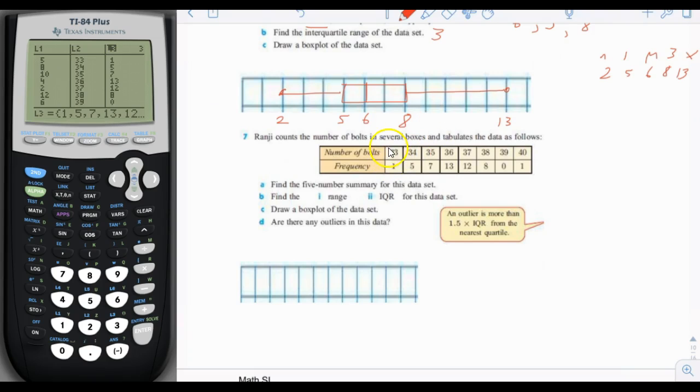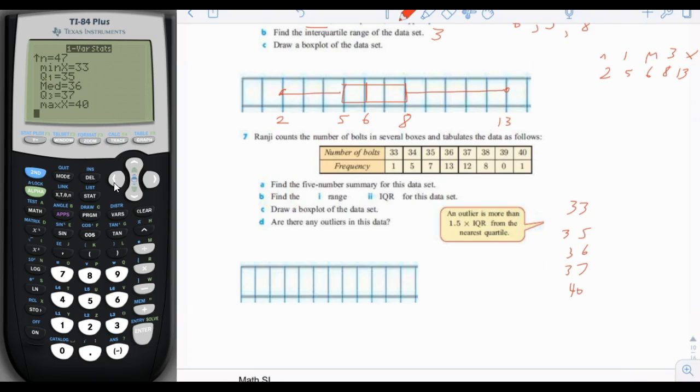I just typed in my data. I put the number of bolts in L2, and frequency in L3. Now I'm going to do stat calc, 1-var stats, and I'm going to use L2 and L3, and calculate and go down and get my 5-number summary, which is 33, 35, 36, 37, 40. So it says find the range.